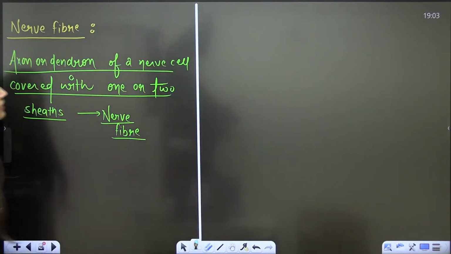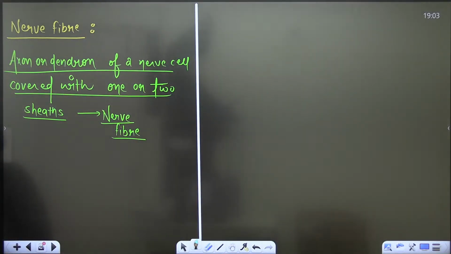Are you getting my point? So when the axon or dendron of a nerve cell is covered with one or two sheaths, it is termed a nerve fiber. Any doubt here? Tell me. Nerve fiber is the word that I have used.